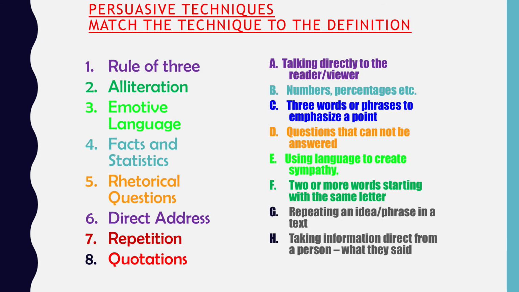Okay, repetition. That should be G, hasn't come up. So this one here. So repeating an idea or phrase in a text. Again, the more you repeat something, the more memorable it becomes. And quotations, use of quotations. So that would be H there. So I had numbers, that hasn't quite worked. So that's taking information direct from a person, what they said. So often this might be a quotation from an expert, a scientist, or something like that, to try and make your arguments more forceful, more believable.